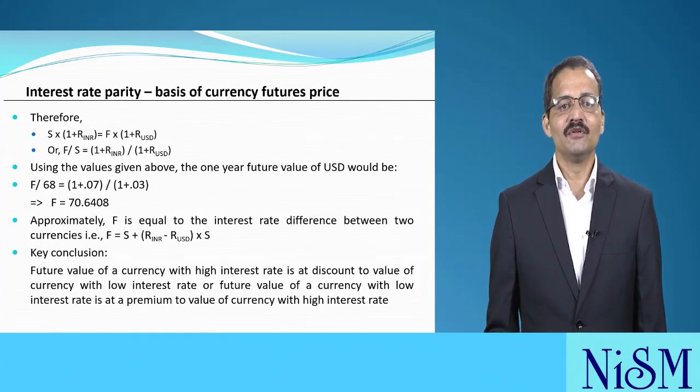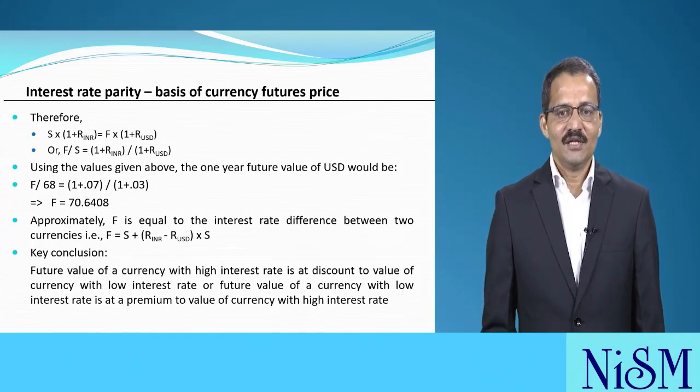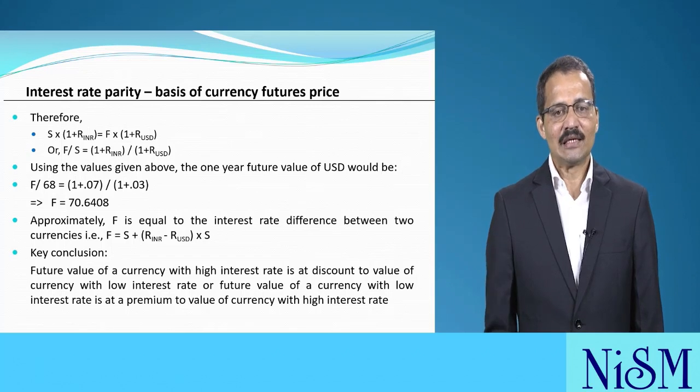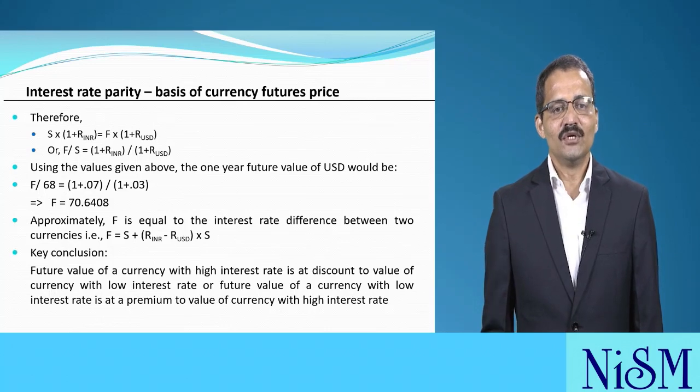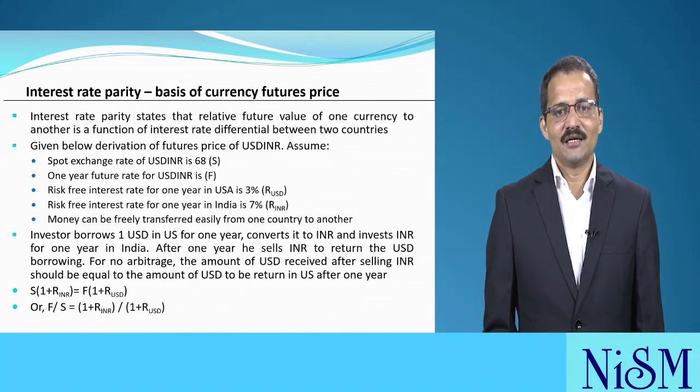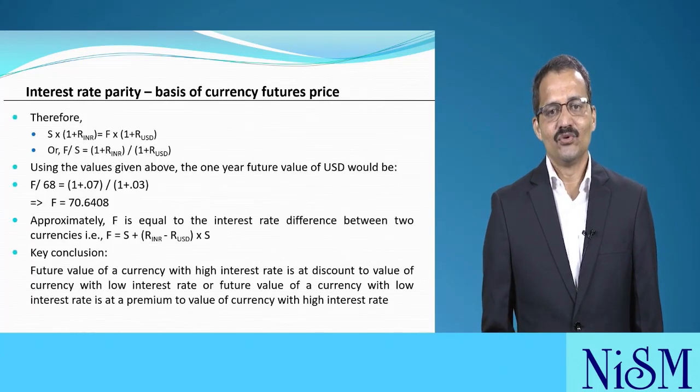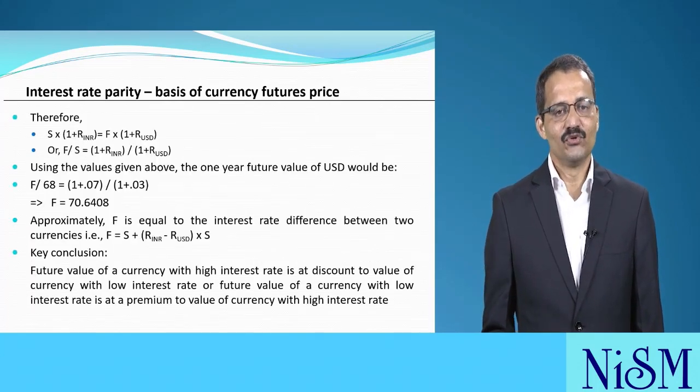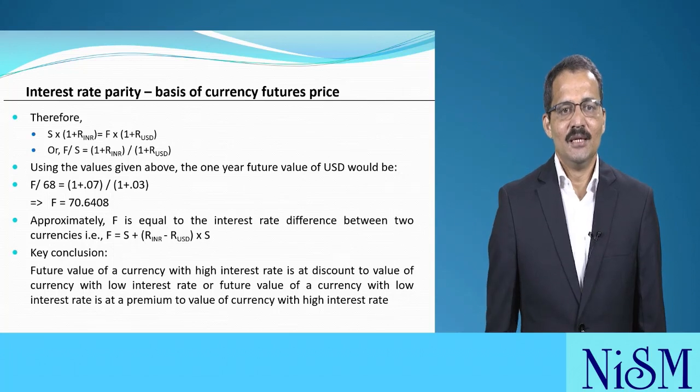So what conclusion do we make from this? If there is a higher interest rate in one country, then that currency will trade at a discount to the currency of a low interest rate, and vice versa, the currency with a low interest rate is at a premium to the value of the currency of a high interest rate. So in this case the USD interest rate is low, so it is trading at a premium, and the Indian interest rate is high, so it is trading at a discount in future. So this is very important.